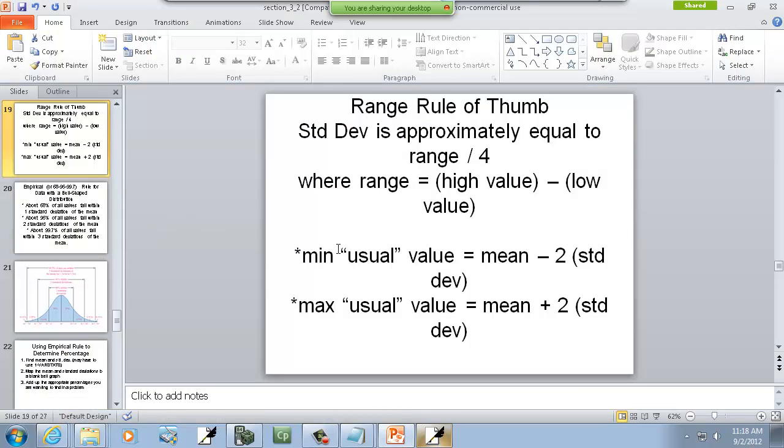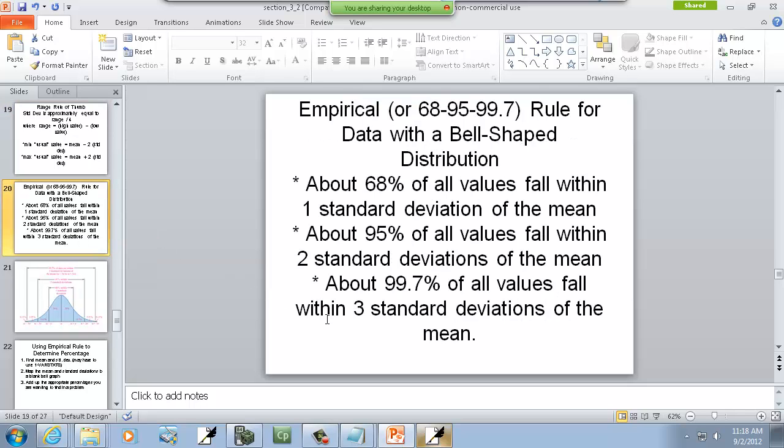Now, sometimes in statistics, they just ask you, is this unusual? Well, what they're referring to is this formula right here, if they give you numbers. Now we got our empirical or bell-shaped distribution. Now this is the 68, 95, 99.7% rule. This says about 68% of all values fall within 1 standard deviation of the mean. About 95% of all values fall within 2 standard deviations. And about 99.7% of all values fall within 3 standard deviations.